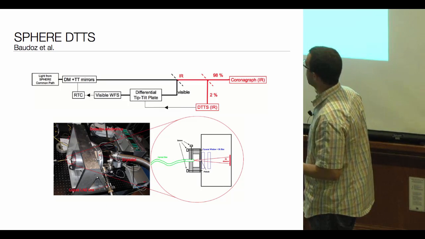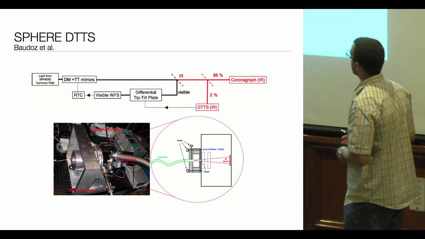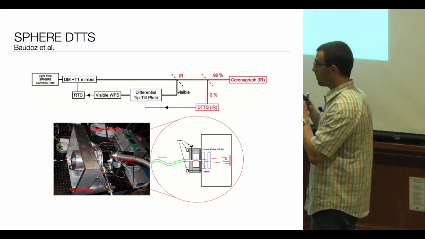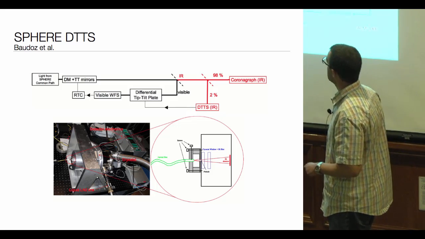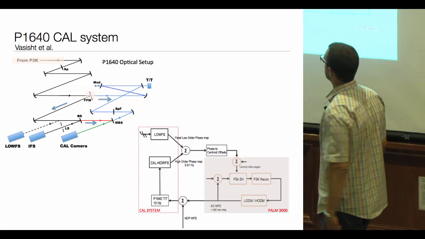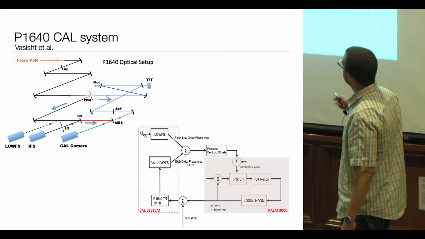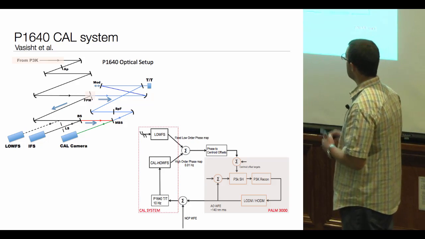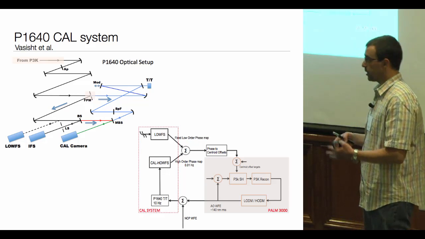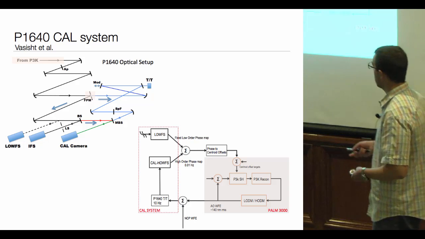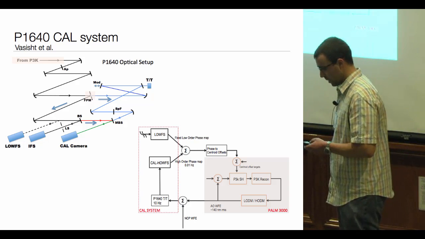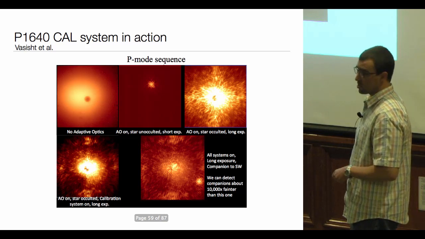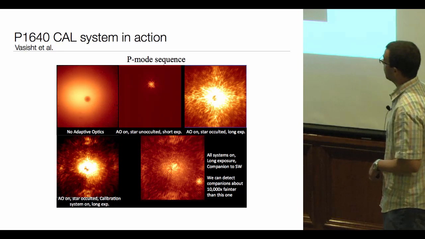So the SPHERE solution here is very simple: a splitter before the coronagraph, an infrared camera, and you do centroiding. It works extremely well. I've seen it on sky, and it stays steady on the coronagraph for hours. You have the CAL system at P1640 at Palomar. This is the only calibrator interferometer in operation right now, and it's doing great. So I'm not going to go into the details of these schematics here. You can, just for your records. This is the operation of the CAL system at Palomar.